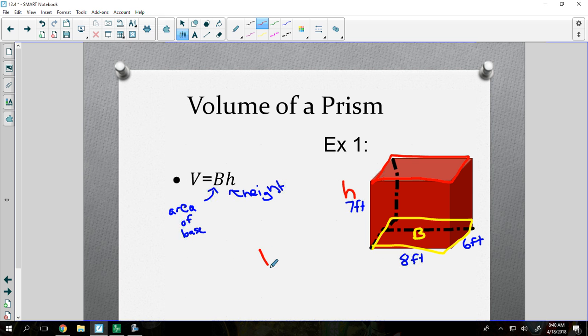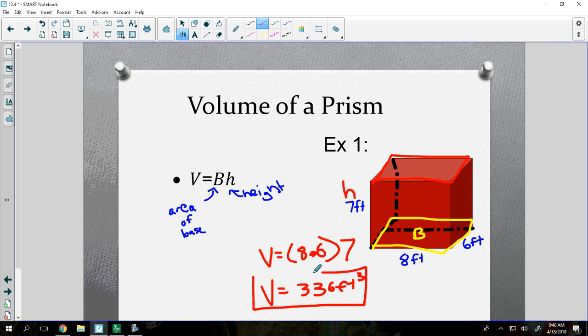So to find my volume, I would take area of the base, which is a rectangle, so 8 times 6. And then times the height, which is 7. So just key that in as it is. 8 times 6 times 7, and you should get exactly 336 feet cubed. When you're doing volume, notice my unit there. It is feet times feet times feet, so it will be units cubed, or to the third power every time.